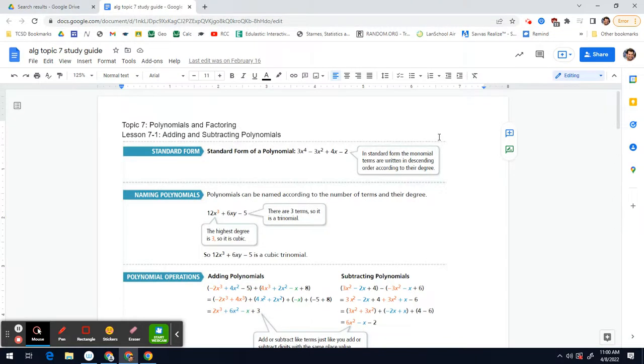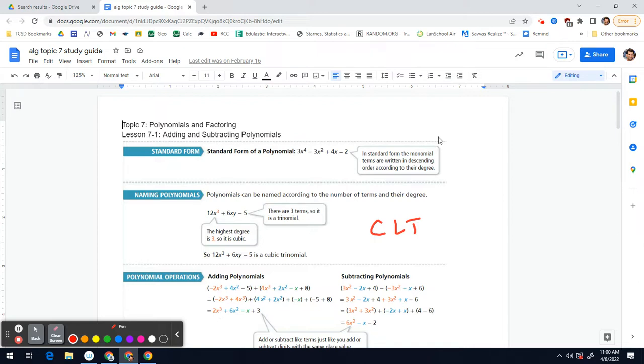K Algebra OST review on topic 7, polynomials and factoring. So again, this was all about polynomials. This first section is about standard form and adding or subtracting. You have to be able to combine like terms. Like terms have the same variable and the same exponent.